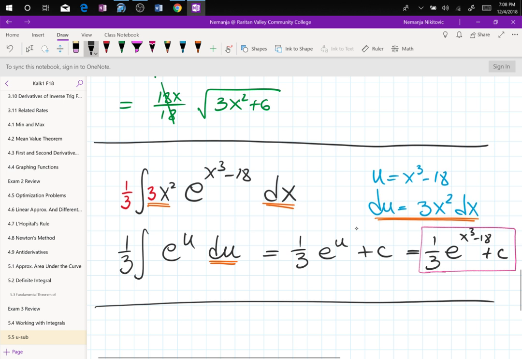Good timing. Never mind. I was going to ask about the 3x squared dx in the original equation, and du, and c. Good.